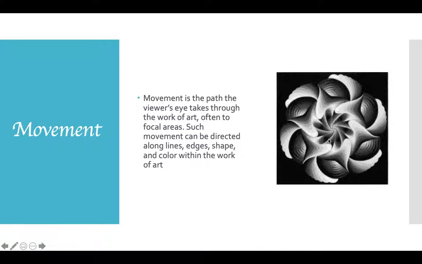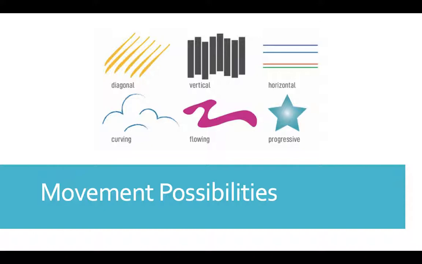So this one kind of has both the curving, you can see the curves. It has flowing because it's all flowing out. And then it's progressive because it starts here in the center and then progresses outward. So this has several different ways that movement is achieved. And there are those examples.